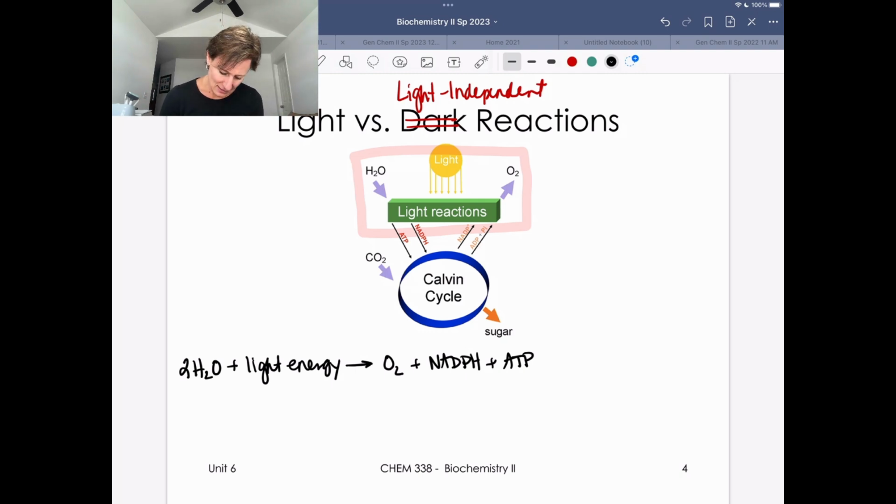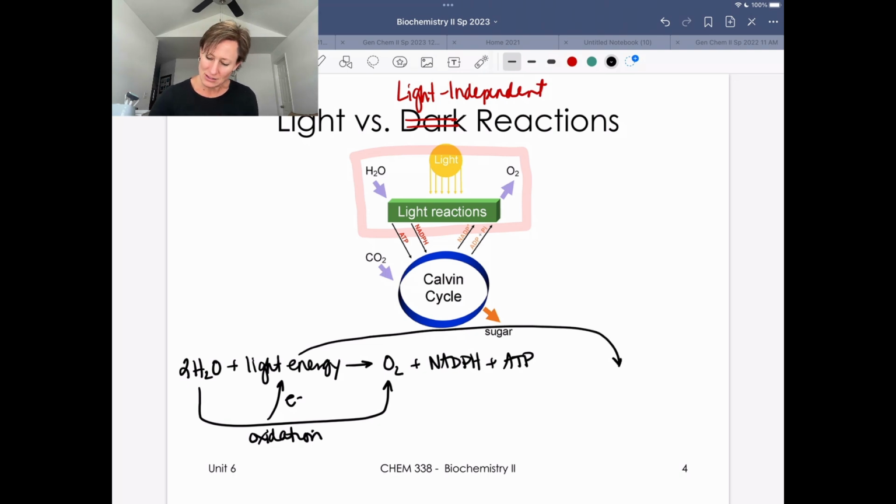So just refreshing our brains for how this all happens. Water is oxidized. That's how we generate molecular oxygen. So this is an oxidation reaction, and oxidation is the loss of electrons. Those electrons are going to be bombarded with light, and that light is going to allow those electrons to become excited. When we excite those electrons, that's when they can go through the electron transport chain. Remember, the purpose of the electron transport chain is to generate a proton gradient.